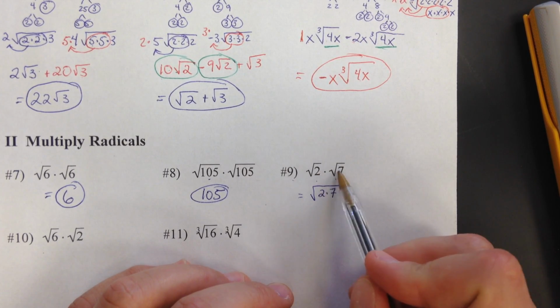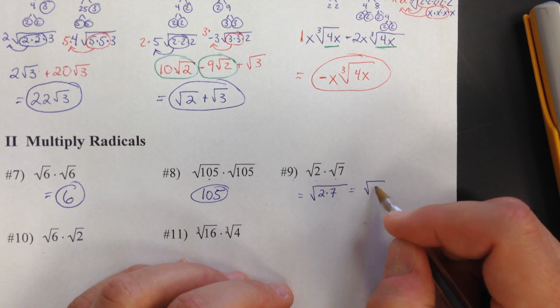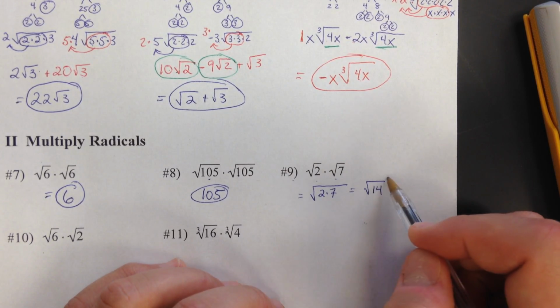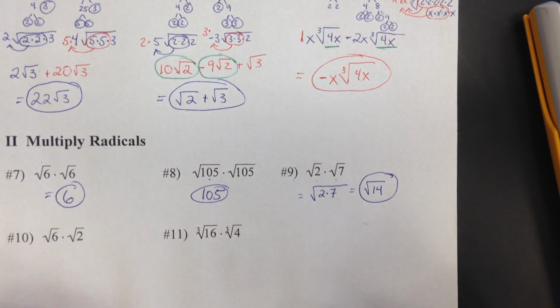So I can do 2 times 7, which is 14, and that's the square root of 14. I can't break that down any further to simplify, so that's as far as I go.